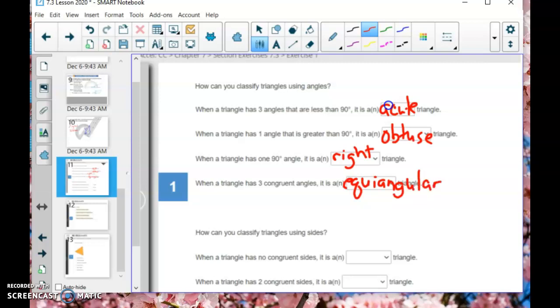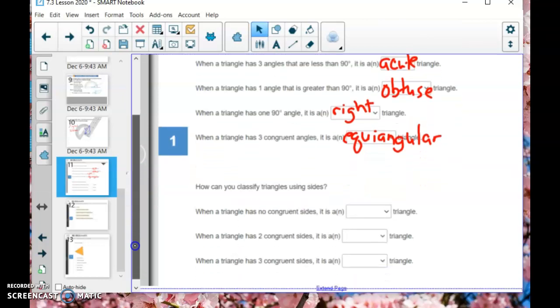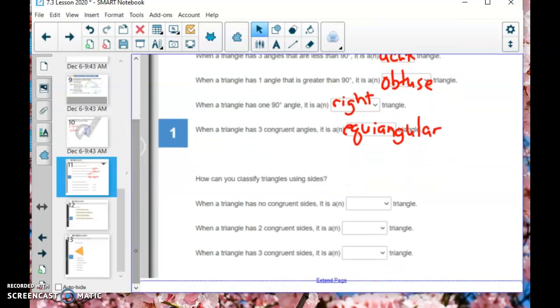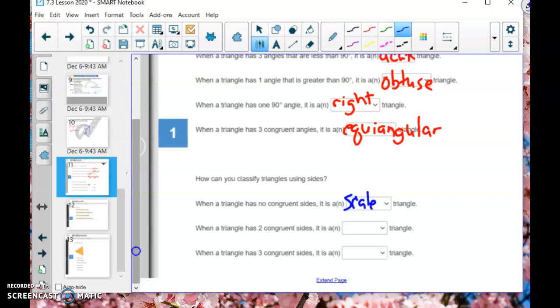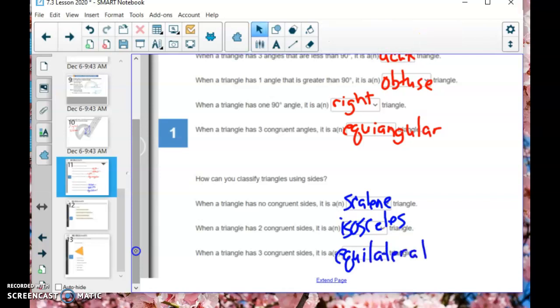Okay, second part here, classifying it by its side lengths. So when you classify a triangle using sides, when a triangle has no congruent sides, it is called scalene. When a triangle has 2 congruent sides, it is isosceles. And when a triangle has 3 congruent sides, it is called equilateral. So select all those on the pull-down menu.